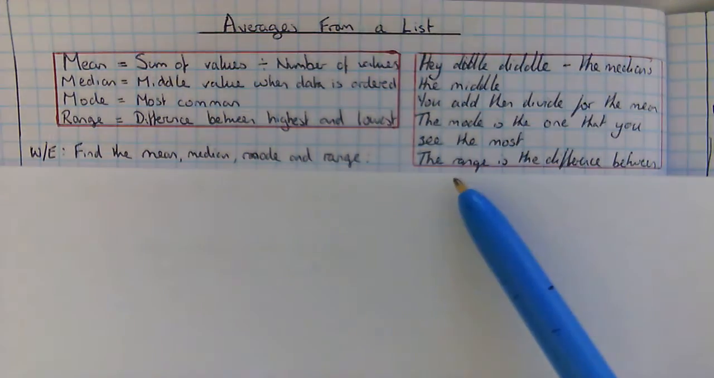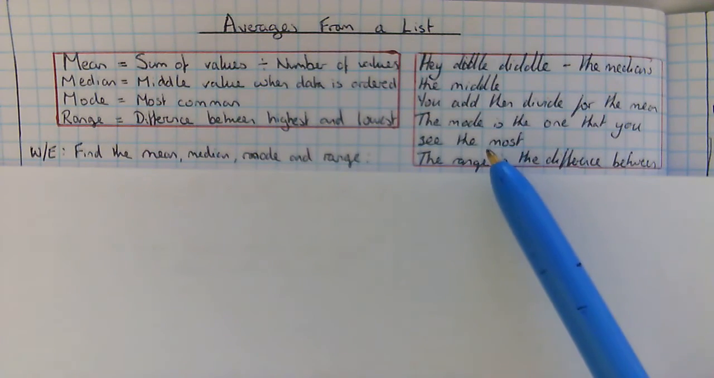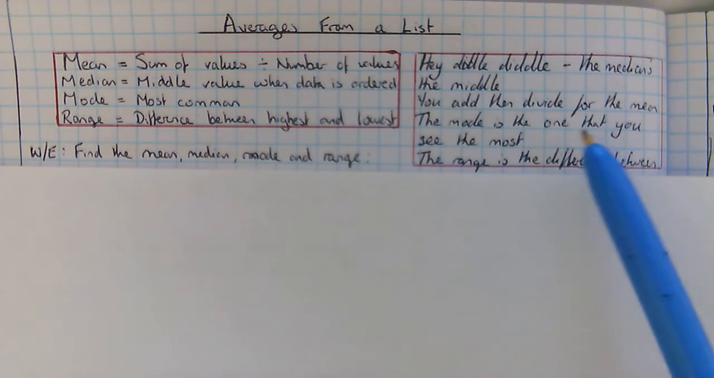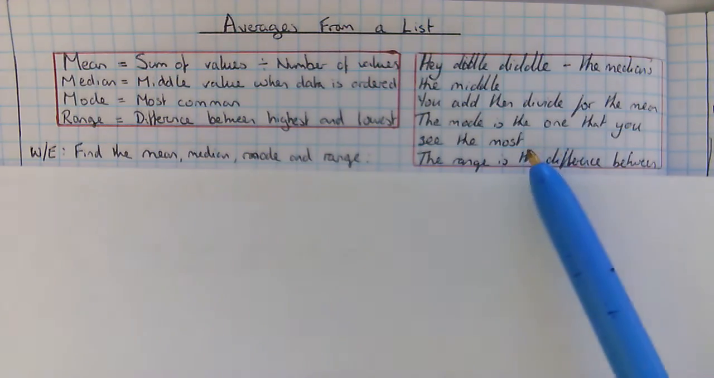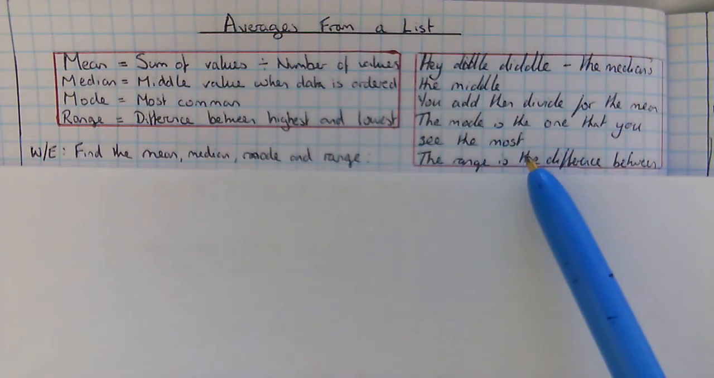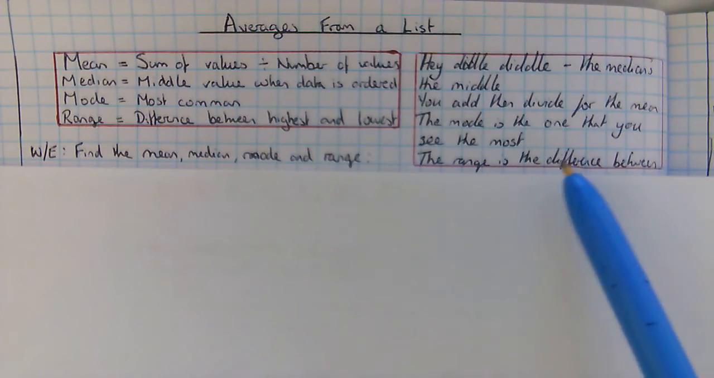I've got it written down here, and it goes, hey diddle diddle, the median's the middle, you add then divide for the mean, the mode is the one that you see the most, and the range is the difference between.